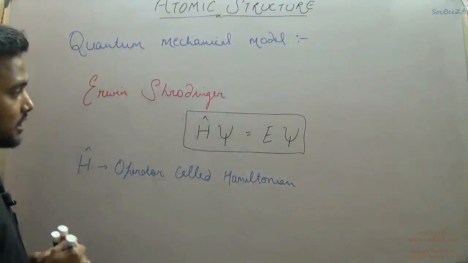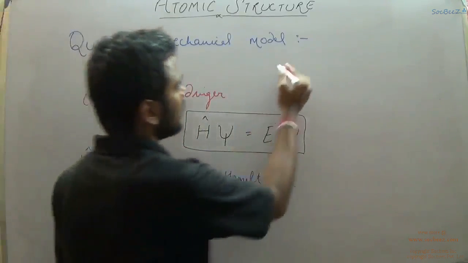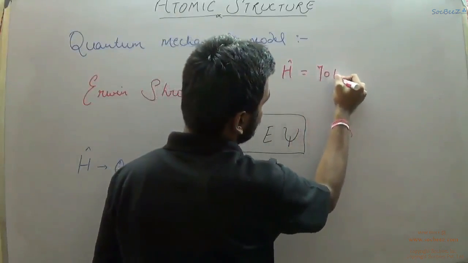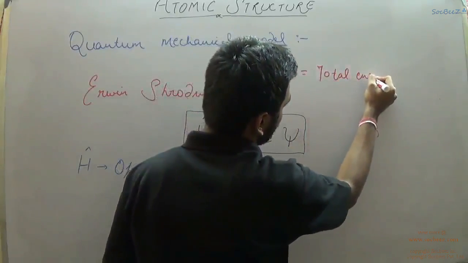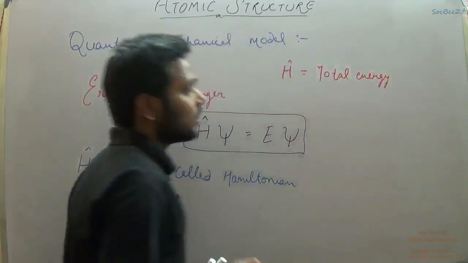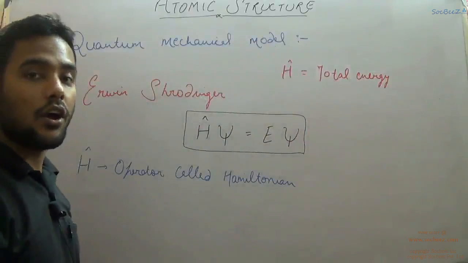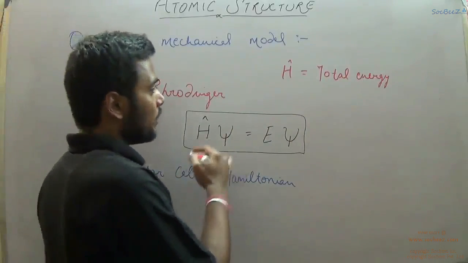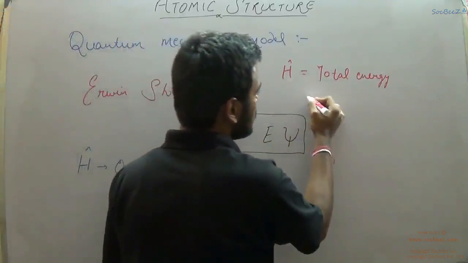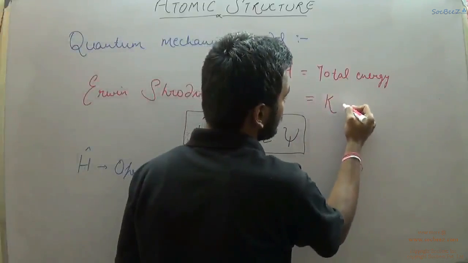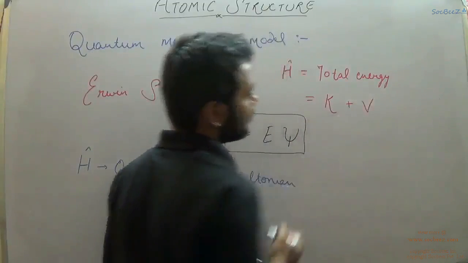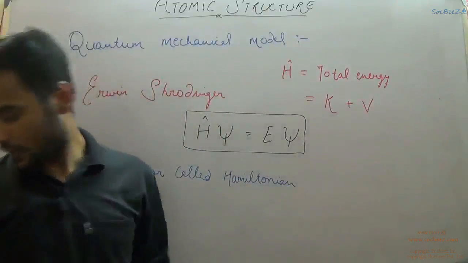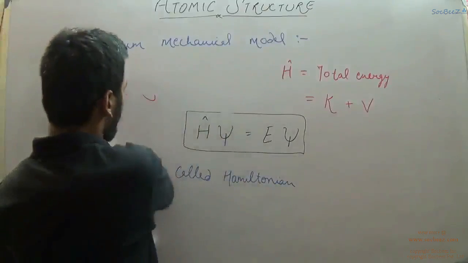Okay, so H is basically the total energy of an electron. Since we are talking about the total energy, then it must be kinetic energy plus potential energy. Okay. So now we are going to see what is the value of H and what is the operator.